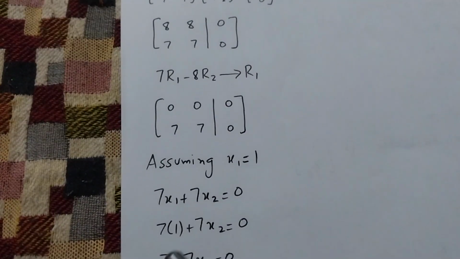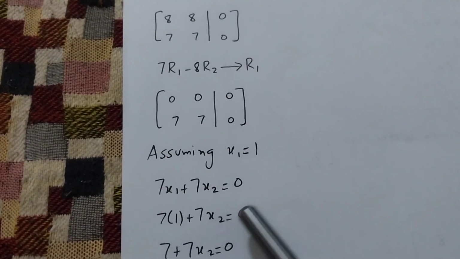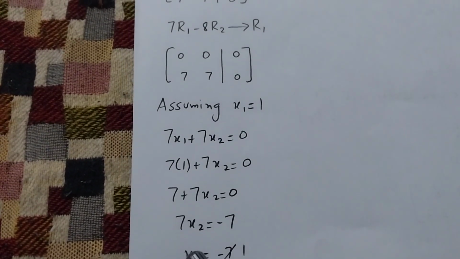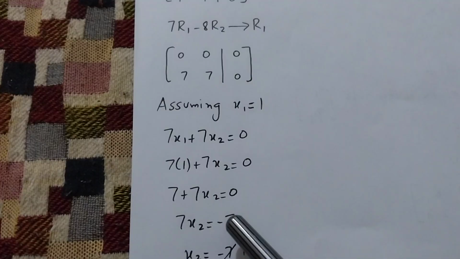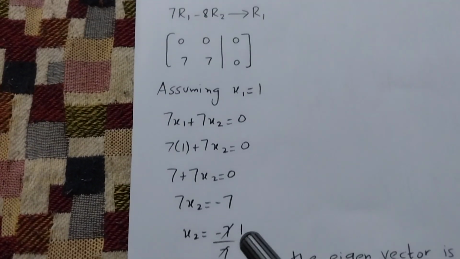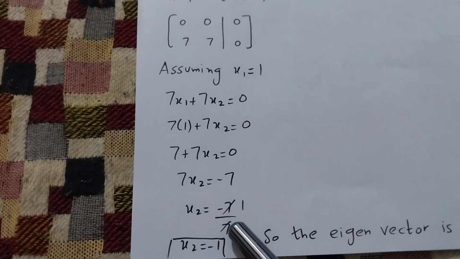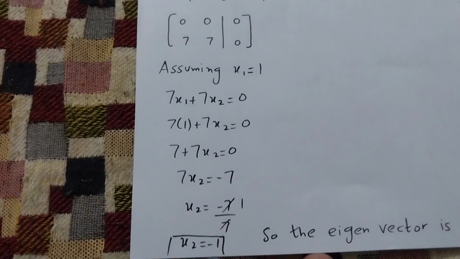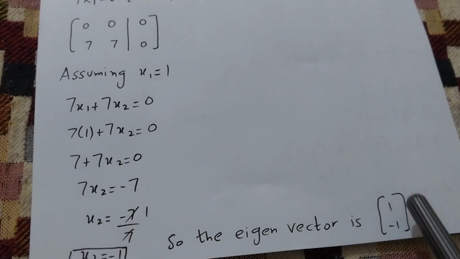So we can put our assumed value x1 is equal to 1 in this equation. So 7 into 1 plus 7x2 is equal to 0. So 7 plus 7x2 equal to 0, and 7x2 equal to minus 7. When positive 7 is moved to the other side, it becomes minus 7, and when we take this 7 to the right hand side, we divide on the other side, so we get x2 equal to minus 1. So the eigenvector for lambda equal to minus 5 is 1 and minus 1.